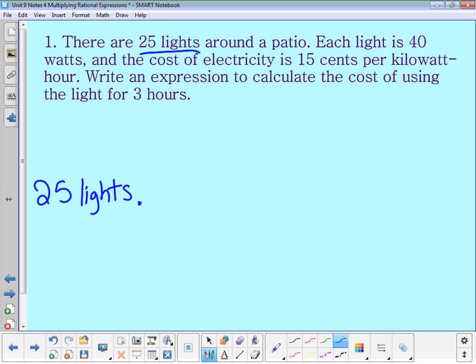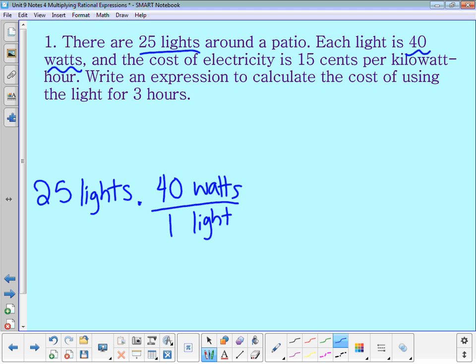The next thing I learned is that each light is 40 watts. Okay, that's my next important piece. Again, I'm really focusing on those labels. What that tells me is there's 40 watts for each light. So for every one light I have, there's 40 watts. So I'm setting up a proportion for each of those, and setting up those proportions is going to help me change my label.